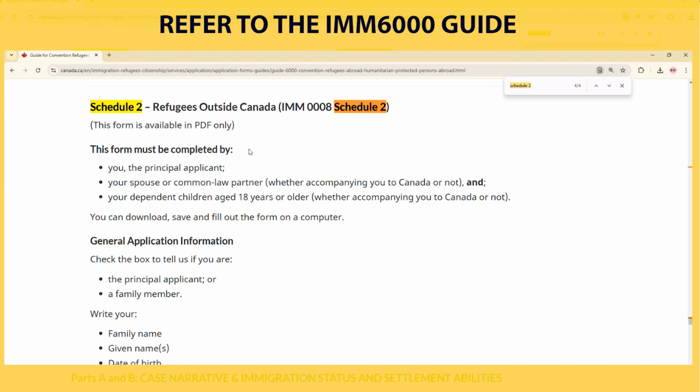And you'll see that it mentions this form is available in PDF only. And that's important to note because it is the one form for the refugees that is not typed in directly into the permanent residence portal online. So this means that you must complete this form offline from your computer by opening up a PDF reader and fill in the form using that application.